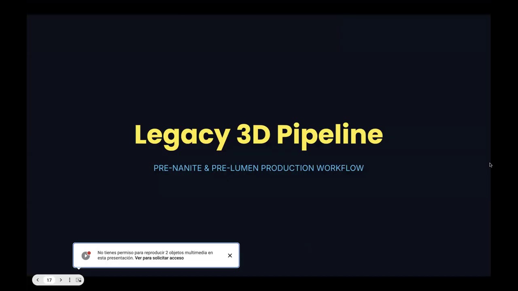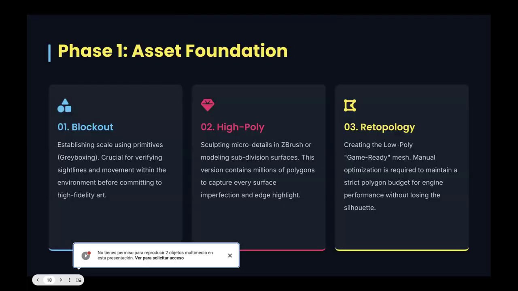Now let's talk about the legacy pipeline. Why do I call it legacy? What I showed you was a rough overview of how the environment is done, but now we're going to go into the details of how each asset is made in the traditional 3D modeling workflow for game engines. Let's go to the next slide, please.